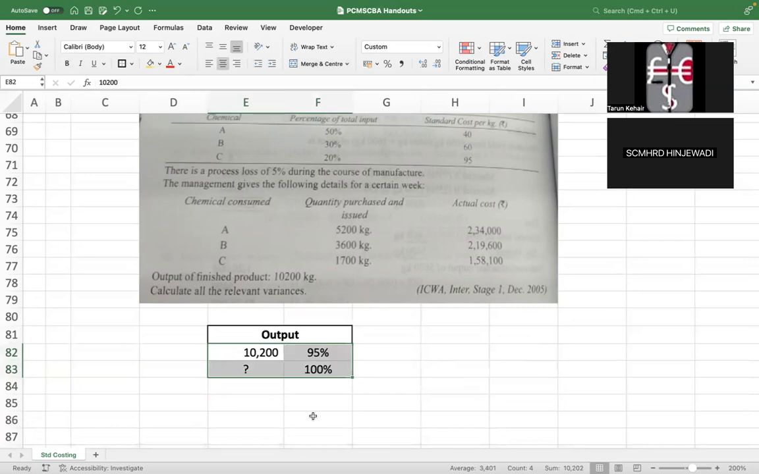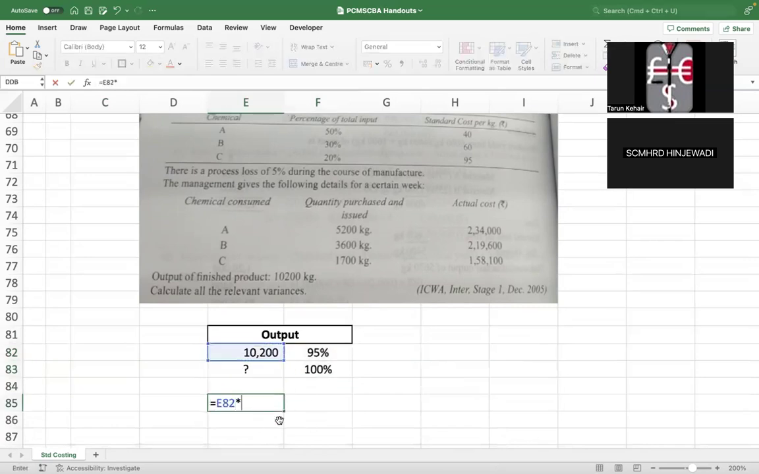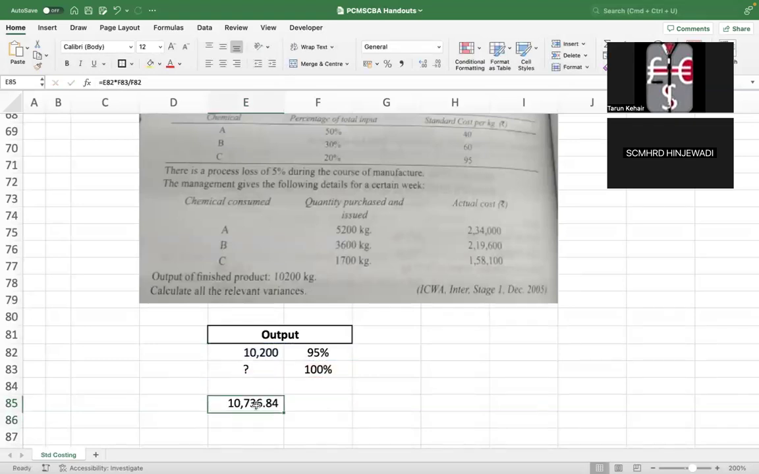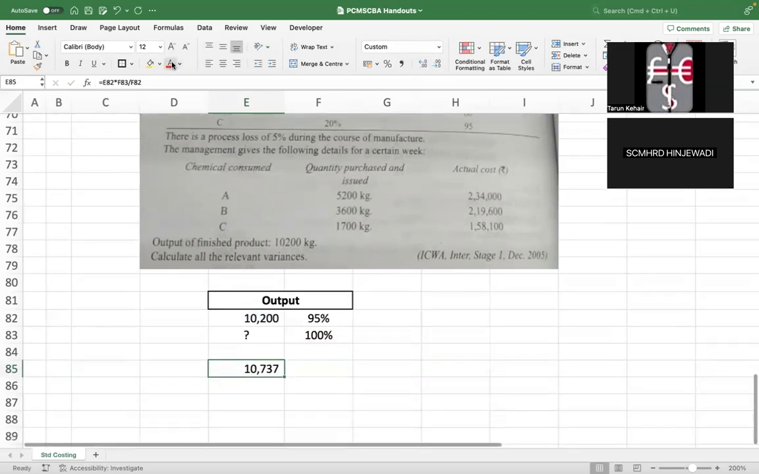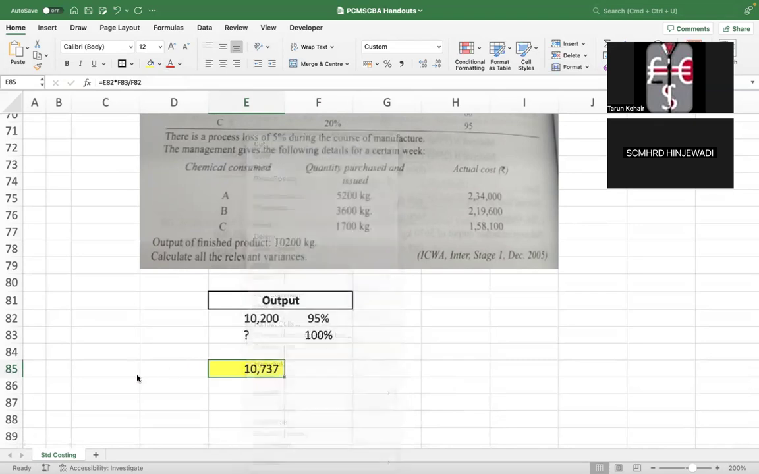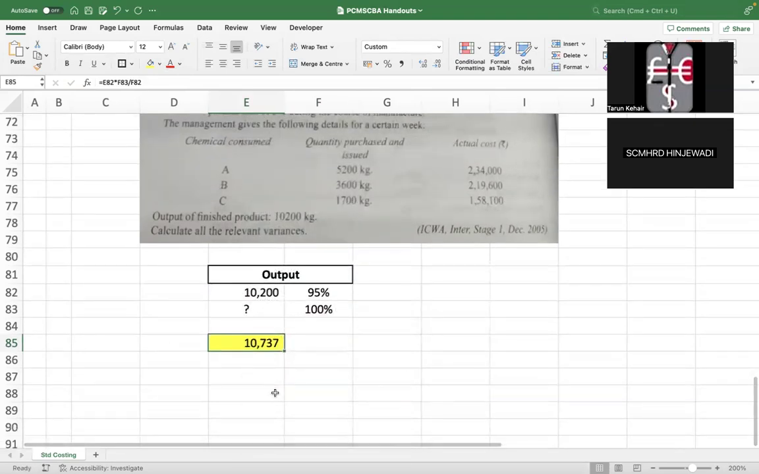Which is very simple. This will be 10,200 into 100 by 95. I'll just round it off. That is 10,737 kgs of standard input, mind you, because you have to deduct 5% normal loss from the standard input. So this becomes your standard quantity for actual production.